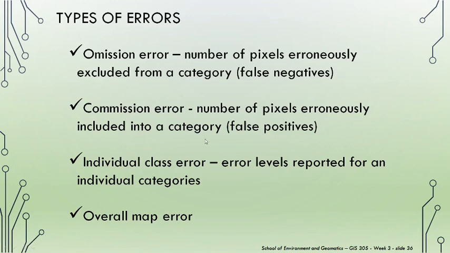when they should not have been in that category. So those are false positives. So that omission error and commission error, you'll see how they fit in our error metrics soon. And then individual class error is essentially the error levels reported for an individual category. We've talked about the overall map error.